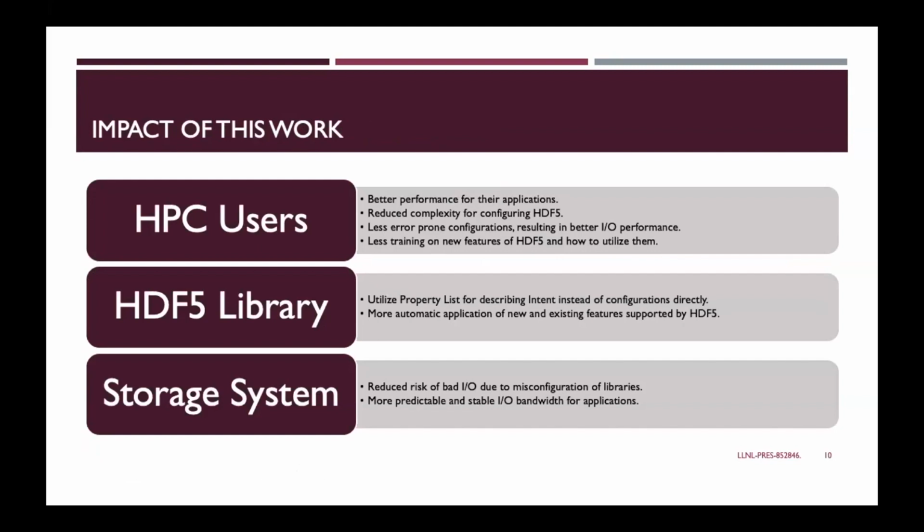Just as a thought process, who would benefit from this work? HPC users who are trying to use HDF5 for high performance. A lot of the talks before this were talking about that, and it seems like the rest of the sessions are going to be like that too. So we're talking about better performance for those applications. We're talking about reducing the complexity of configuring HDF5: how can I use HDF5 with the least amount of work and get better performance. In terms of the HDF5 library, we can make the property lists a little bit more user-centric. And from the storage system perspective, we can have more predictable, stable IO across applications.